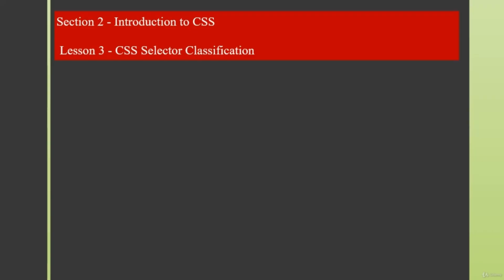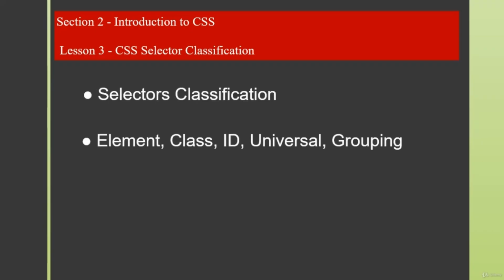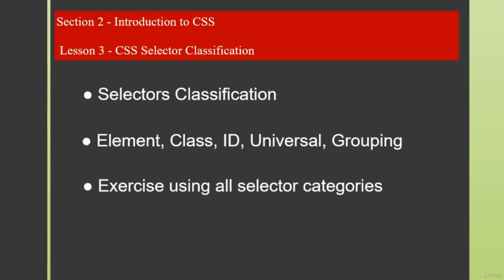This is lesson 3 of the CSS styling section of our HTML and CSS tutorial. In the last lecture, you learned how to apply styling to the web page using CSS selector properties and values. We will now talk about CSS selectors in more detail: selector classification based on element, class, ID, universal selector and grouping selector. We will also complete an exercise where I will show you how you can write CSS declarations that use all these classifications of selectors. So let's get started.